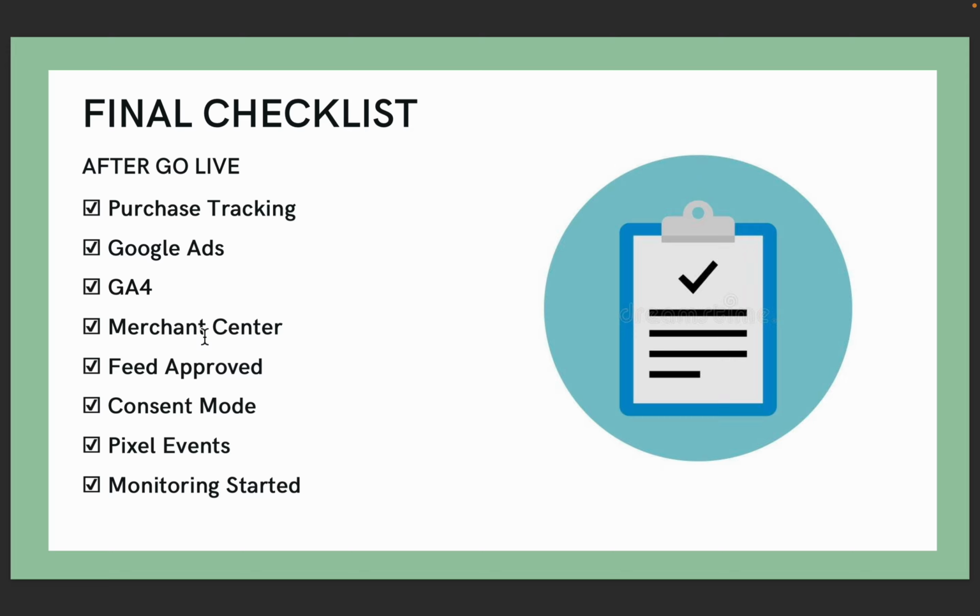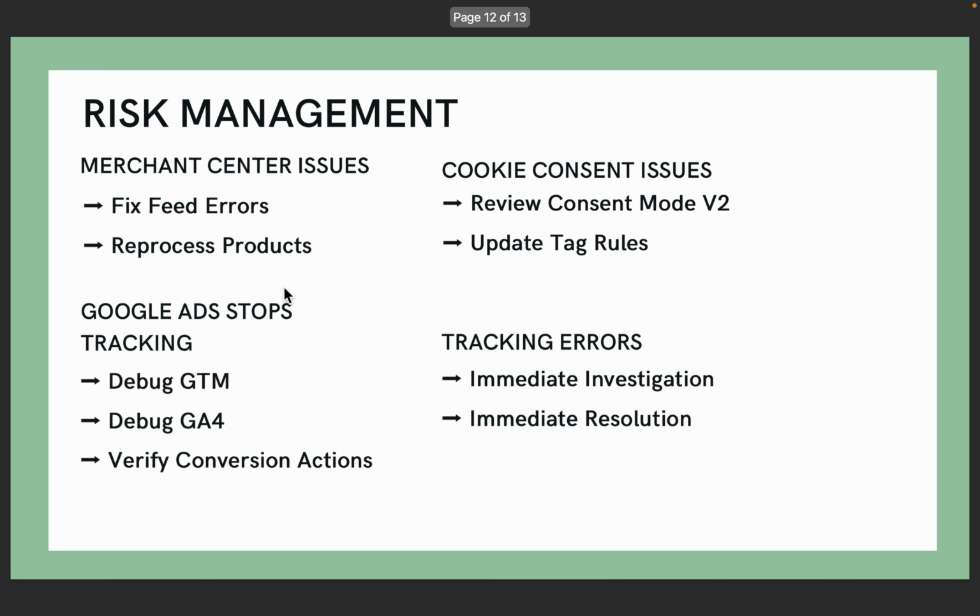And we check consent mode, Merchant Center, whether all feeds are approved or not, and diagnostics, and then we go. Then we handle risk management, like Merchant Center issues, feed issues, reprocessing issues, and consent mode issues, then update tag rules, as well as debug GTM and GA to verify all custom conversion actions and Merchant Center. And this is the tracking error for immediate investigation and immediate resolution. This is very important.